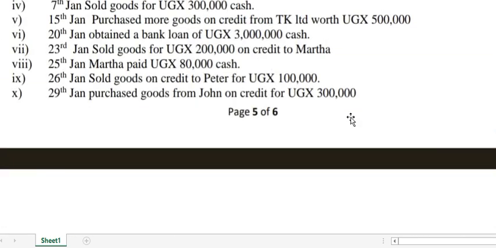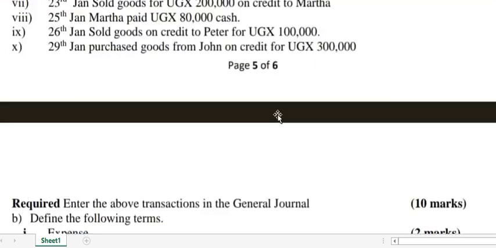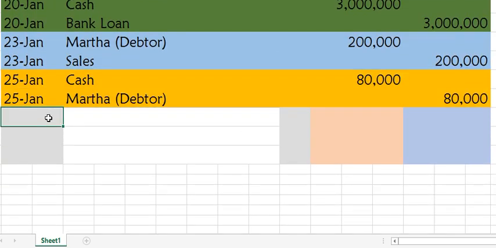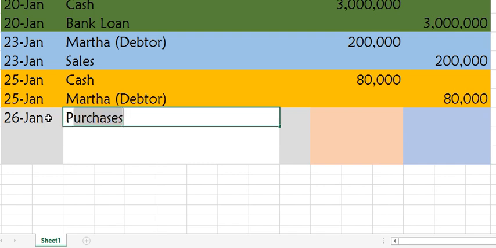Then, sold goods on credit to Peter for Ugandan shillings 100,000. This is similar to the transaction on 23rd. So we are selling goods to Peter for Ugandan shillings 100,000. This is on 26th January. On 26th January, you debit Peter. Peter is a debtor to the business now.